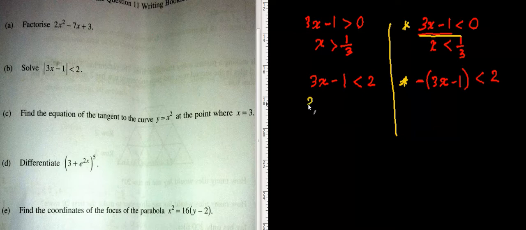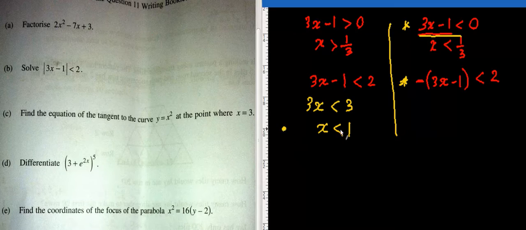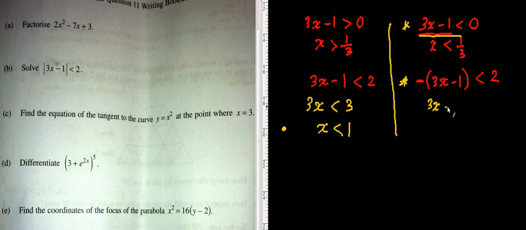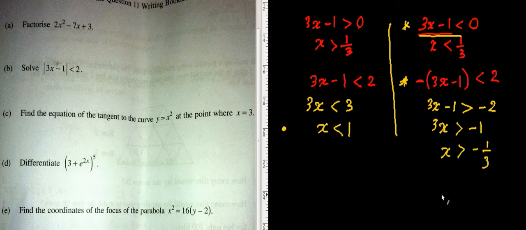Solving this, I will get 3x is less than 3, x is less than 1. I'll leave that there for now, and then come back here and solve this one. This is saying minus (3x minus 1) has to be less than 2, so 3x minus 1 has to be greater than minus 2, because remember that taking the minus to the other side flips the inequality sign. Therefore 3x is greater than negative 1, x is greater than negative a third.